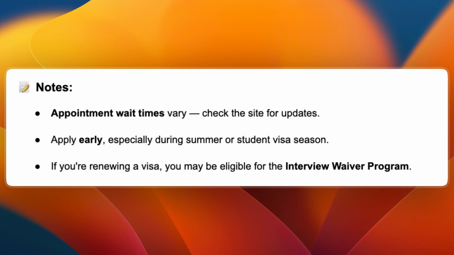So some notes: appointment wait times vary, so check these sites for updates, and apply early, especially during summer or student visa season. And if you're renewing a visa, you may be eligible for the interview waiver program. So now you know how to book an appointment for a US visa from the UK.